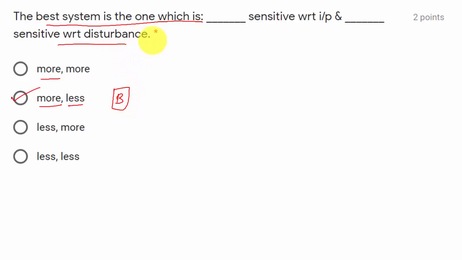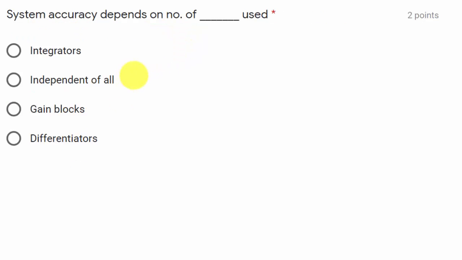This disturbance is something like noise, which is an unwanted signal. System accuracy depends on the number of integrators used. So the corresponding option is option A.